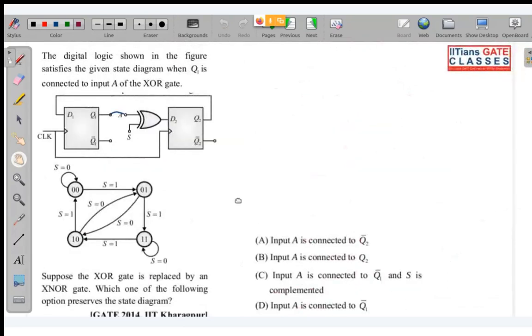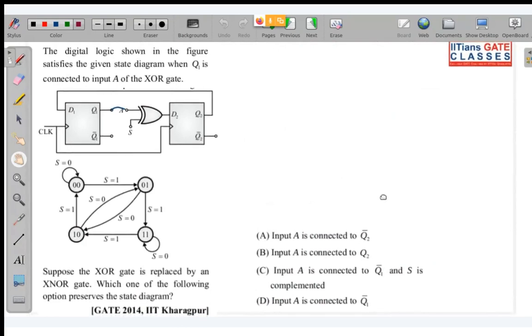Now this question. Very quickly solve this question. See, this was a 2-mark question, but it should take you less than 2 minutes to solve. 2 minutes, I am telling. Less than 10 seconds to solve.